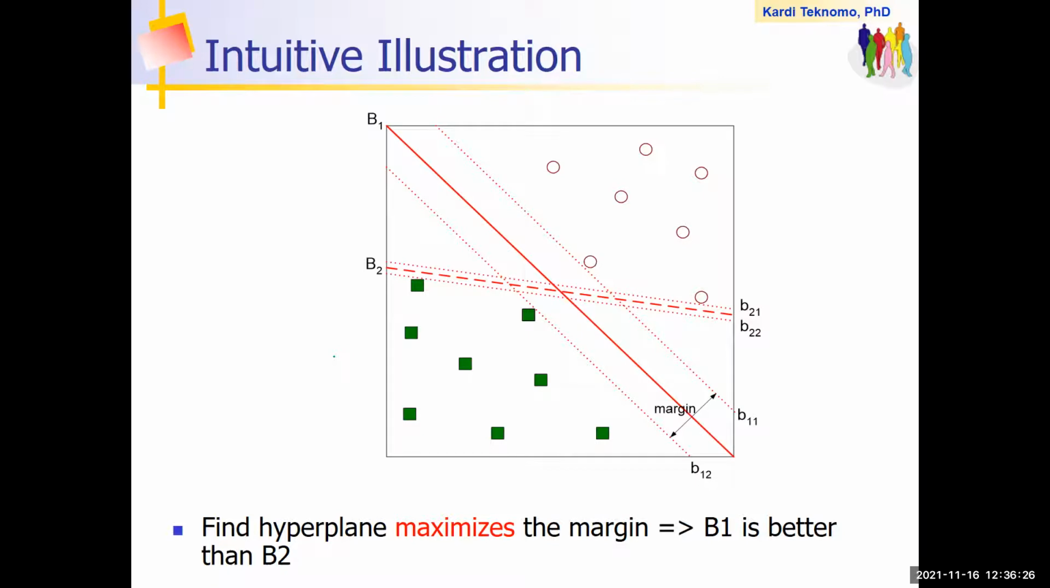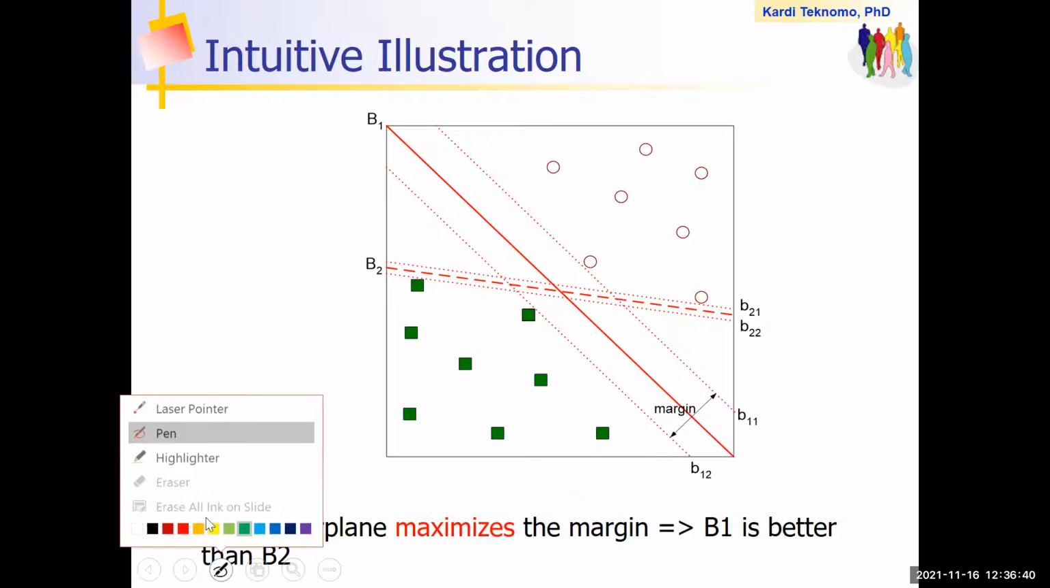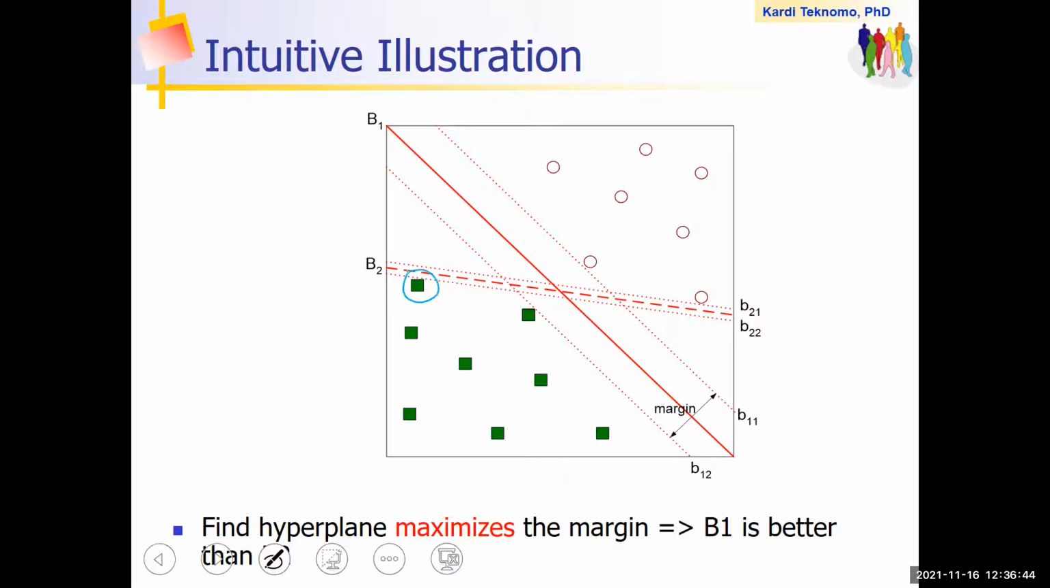Okay, the distance between the closest point to that line, right? So if you look at this B2, the closest point is this one, right? This is the closest point and this is the closest point. But if you look at the B1, this is the closest point and this is the closest point, right? Okay. So then you calculate the distance, which is the margin. Which one is the highest margin? Between the two closest points. Of course, what you will do is to find the line to maximize that margin.